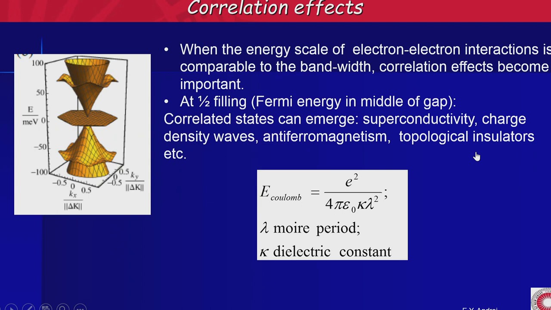STM. So why do we like flat bands? When the energy scale of the electron-electron interaction is comparable to the bandwidth, that's what you care about, correlation effects become dominant. And so when you put your Fermi energy at half filling of a flat band, you get all sorts of good stuff: superconductivity, magnetism, topological insulators, and so on and so forth. The Coulomb energy now has the moiré period in it, lambda squared here. So it goes down as you decrease the angle, but the bandwidth goes down much faster.